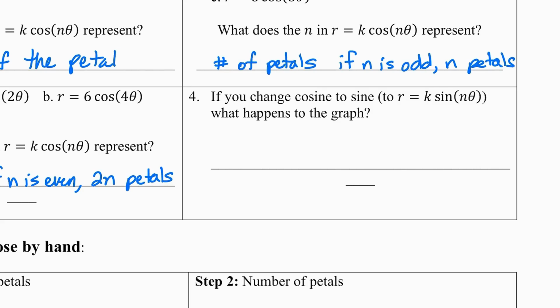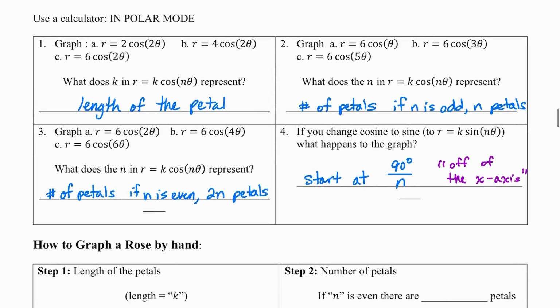What happens if you change the trig function from cosine to sine? Well, every single one of these petals started at 0 degrees if it was cosine. What happens is that you end up starting these kind of roses at 90 divided by n. So depending on what n is, changes where you start on the x-axis. So when I usually state this, I always usually say it starts off of the x-axis. So that's how I usually state that.